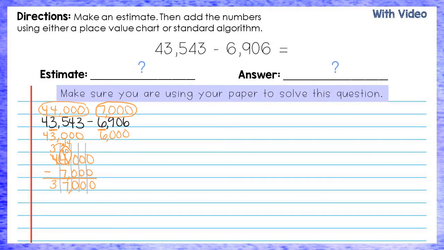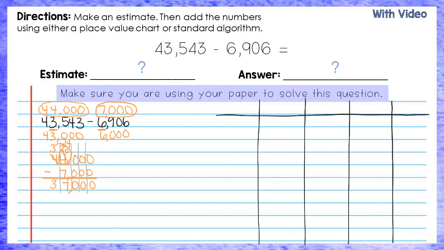Now we're going to go over and draw our place value chart. Because the largest place is the 10,000s and we're subtracting, I'm going to only draw up to the 10,000s. Ones, tens, hundreds, thousands, 10,000s. Just like last time, the number that we're starting with is going to be in blue, and the number that we're subtracting is going to be in red. All right, we're going to put 43,543 in our place value chart because we must start with that amount.